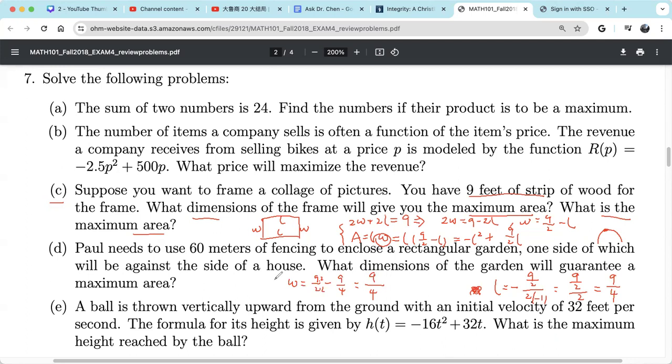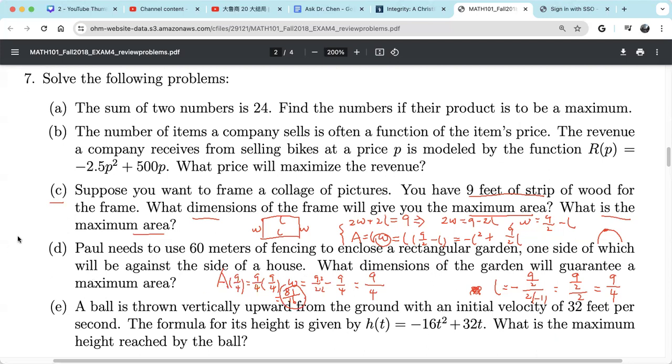So what is the maximum area? Now we want to find A of 9 over 4. Just plug into the function. We have L, 9 over 4 times 9 over 4, which is 9 times 9, which is 81, and 4 times 4, which is 16. So I have 81 divided by 16. If you want to calculate it into decimals, you may do that here also. Or otherwise, just leave it as a fraction, 81 over 16. That's the maximum area.